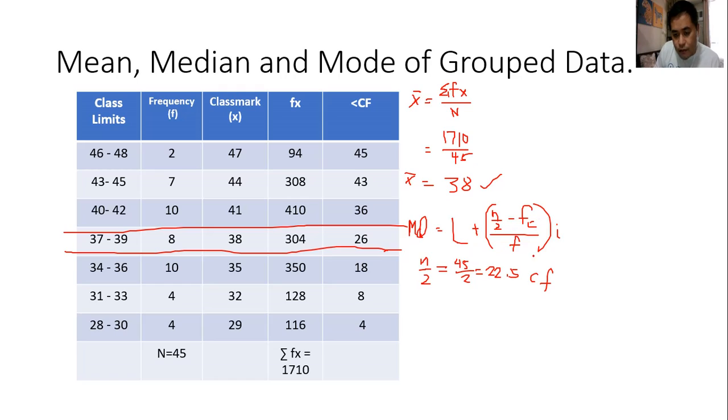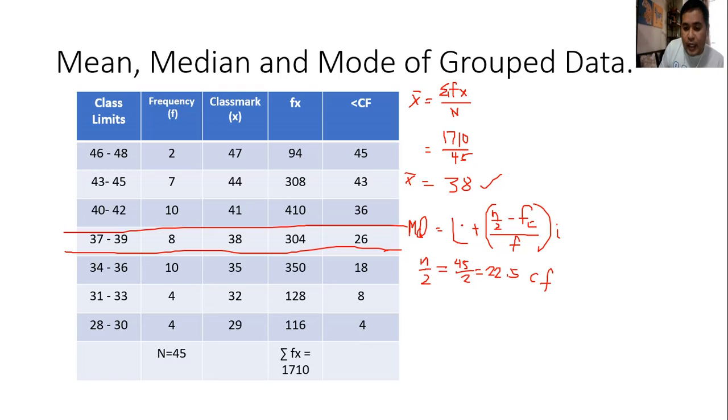Okay? So first, locate your median class by dividing n by 2. N is 45 divided by 2, 22.5. And locate 22.5 in the cumulative frequency. Okay, I hope you are following.